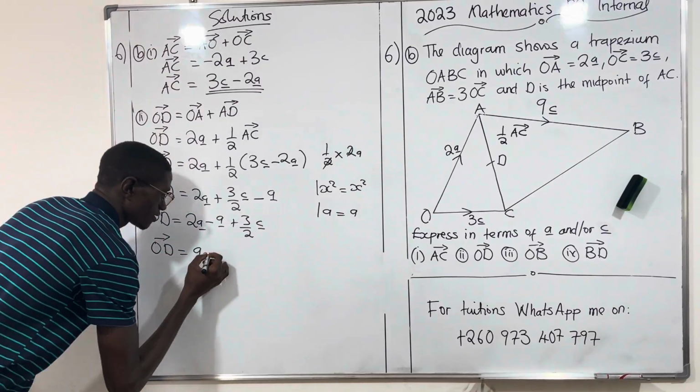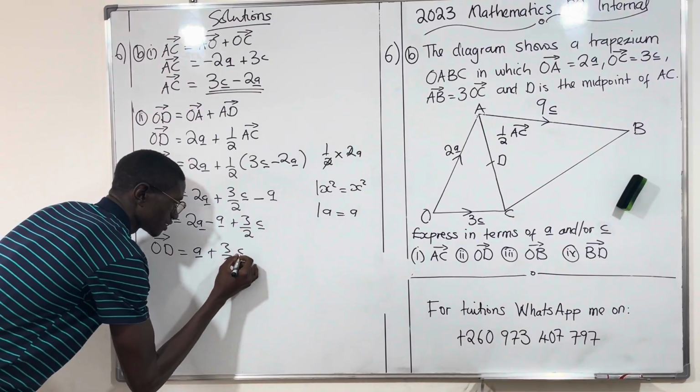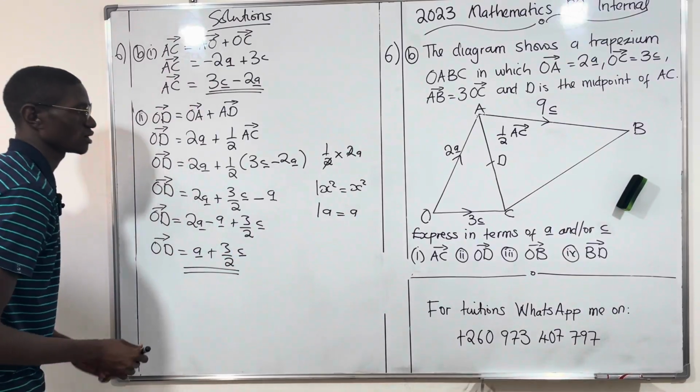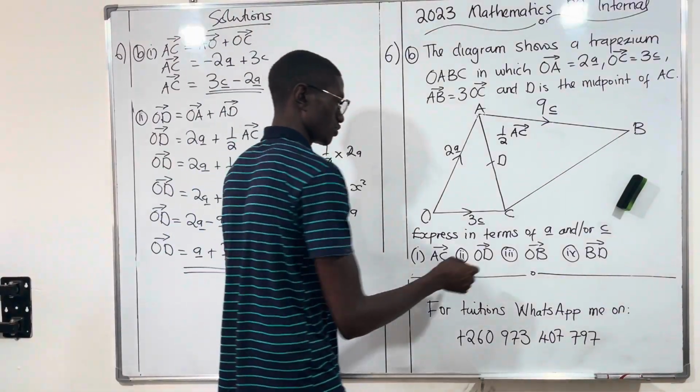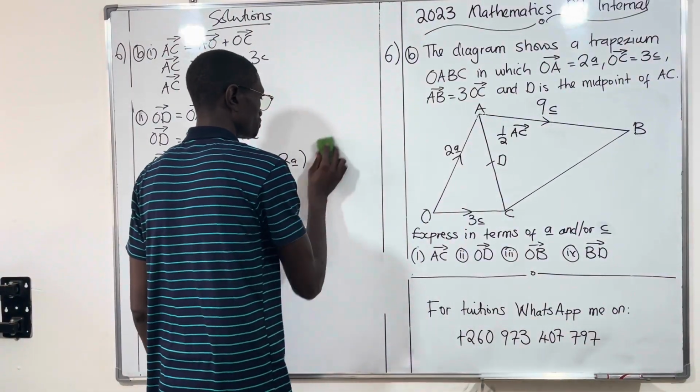What do you remain with there? Positive 3 over 2 vector C. So this will be our final answer, and we are done. We'll go to the next one, which is vector OB.